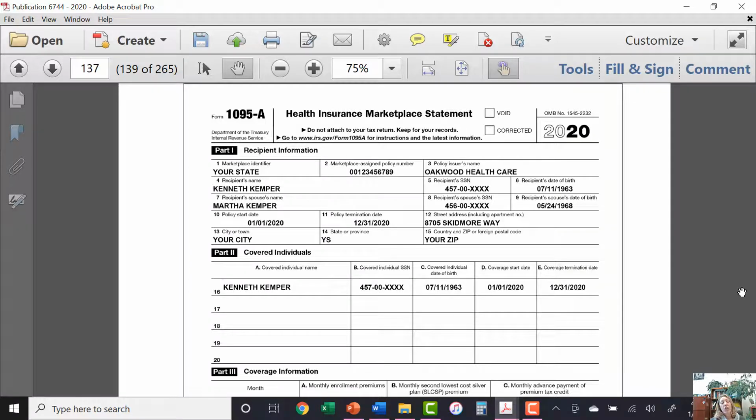And with the new administration and the new Congress, they're all leaning Democrat. It's possible that we might see the mandate for health insurance, the tax penalty for health insurance, come back into effect. But as far as we know for 2020, nothing. So all we have to worry about is whether they have marketplace insurance, and if they do, we need their 1095A. Okay. All right. So that's that.